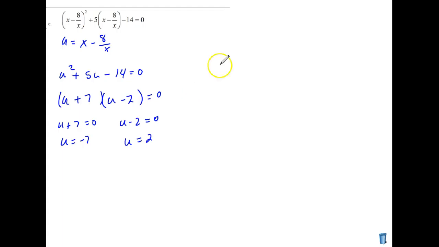Now, I need to plug these back in so I can figure out what my x value is. So this is going to give me negative 7 equals x minus 8 over x. Okay? So how do I solve this? Well, first thing I want to do is get rid of these fractions, so I'm going to multiply both sides of my equation times x, which is my least common denominator here. When I do that, I get negative 7x is equal to x squared minus 8. Because the x denominator cancels here, but the x times x is x squared.